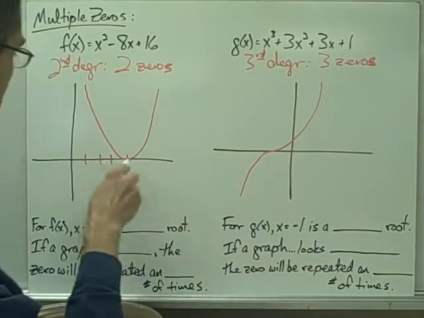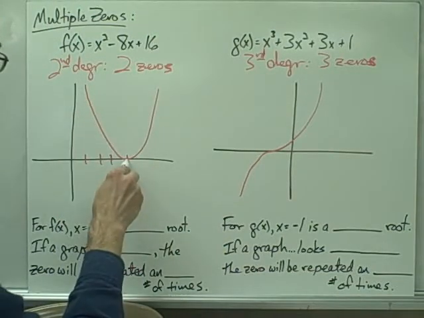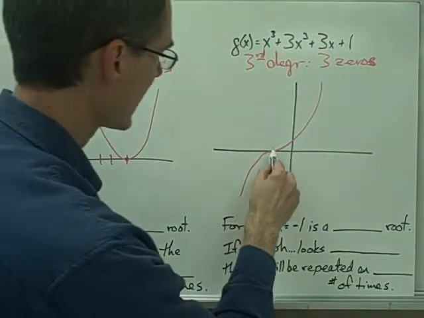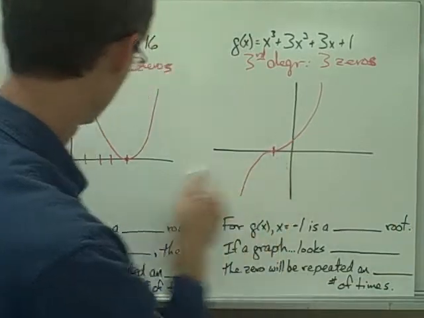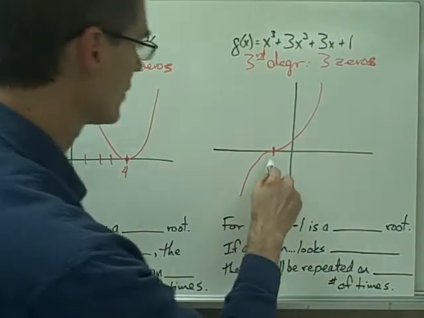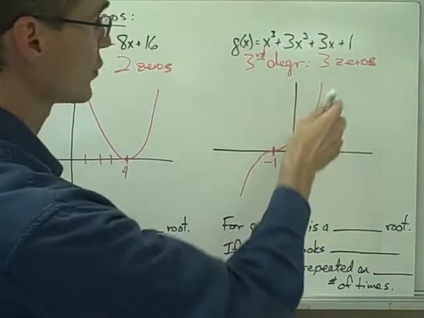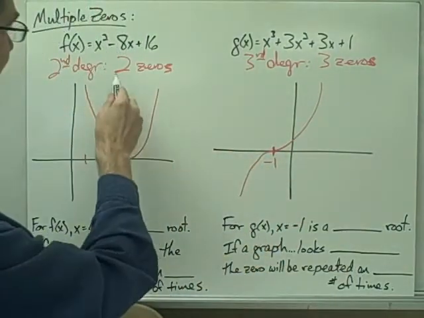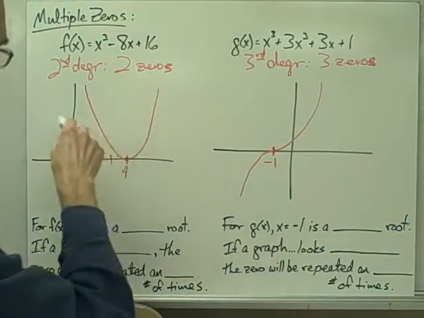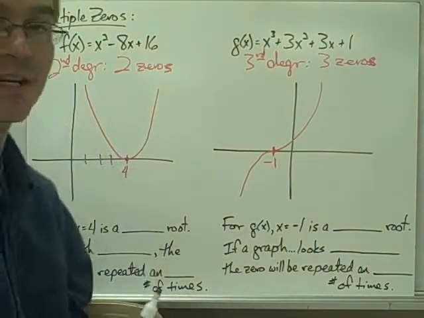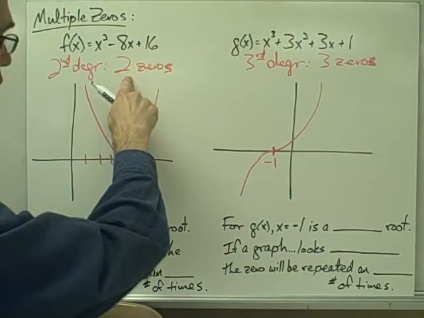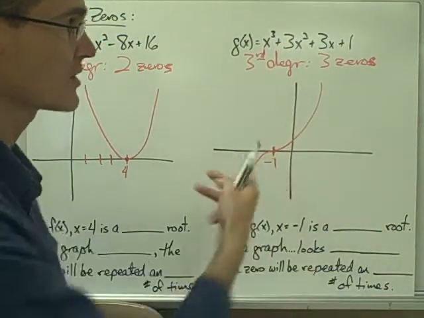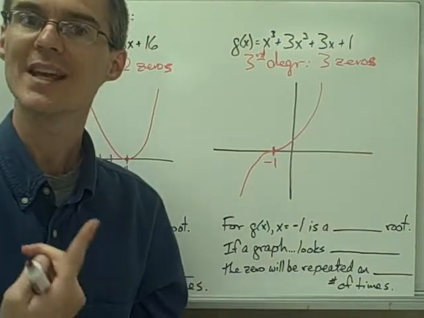In other words, for this function, I can see that it only touches the x-axis in just 1 point, here at x equals 4. And for this third degree function, I see it only touches the x-axis in 1 point. So I'm expecting to see it have 2 zeros. In other words, I'm expecting it to touch or cross the x-axis in 2 places. For this one, it only touches it in 1. Here I'm expecting it to touch or cross the x-axis in 3 places, but it only touches in 1.